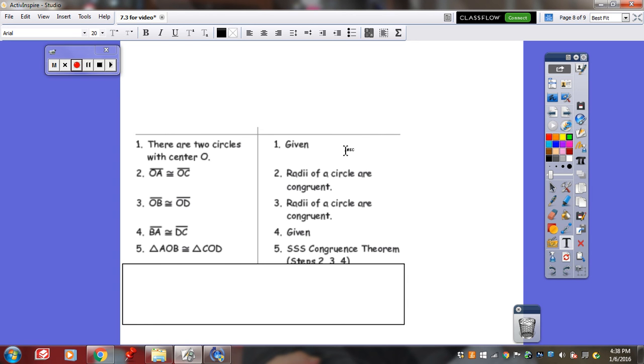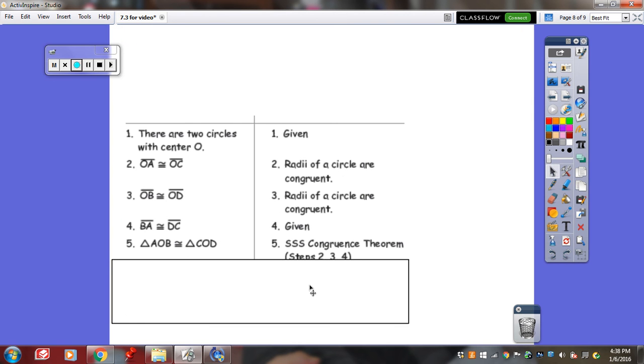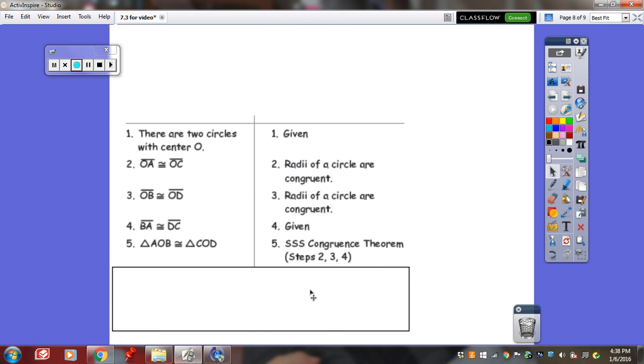We have two circles that have a center of O. We said that the two short ones were congruent, and I'd use definition of circle there. We said that the two long ones are congruent, and again, that's the definition of the circle. Then they go back and they pull out part of the given. So now I have side, side, side. So I can say that those two triangles are congruent because of the side, side, side congruence theorem.